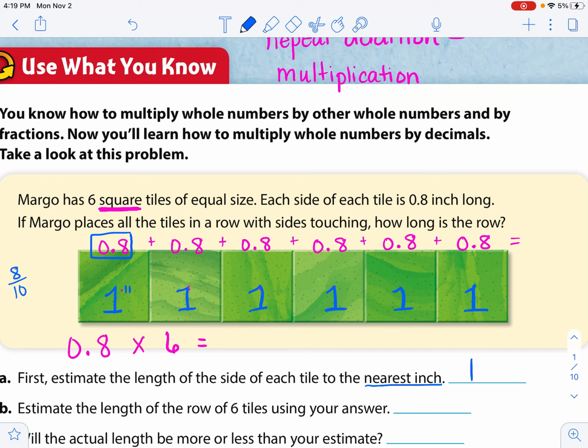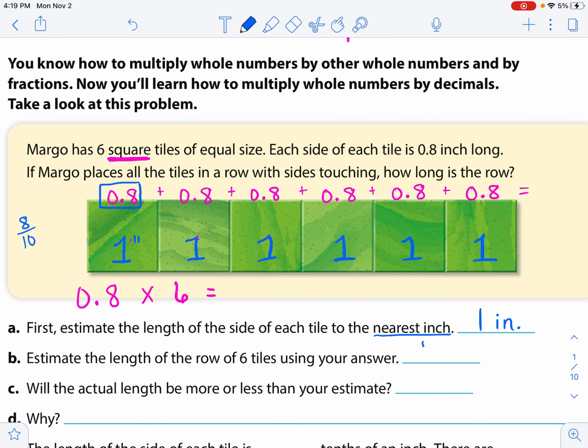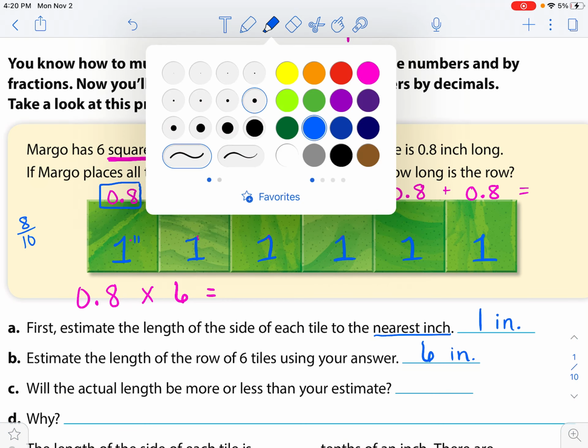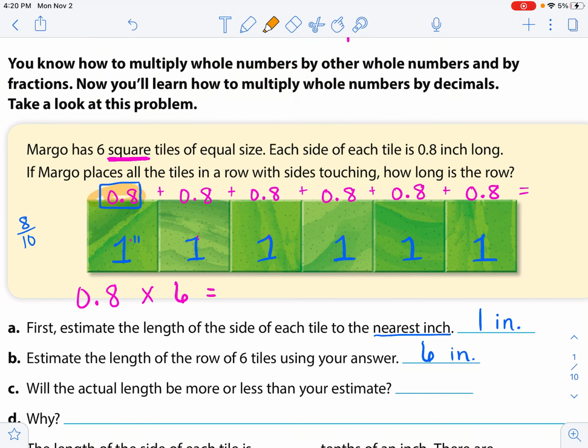So we could round each tile to 1 inch, and that would give us an estimate that all 6 tiles put together is going to be about 6 inches, right? Okay. Now, will the actual length be more than 6 inches or less than 6 inches? Think about that. Here is the actual length. And here's our estimated length, 1 inch.